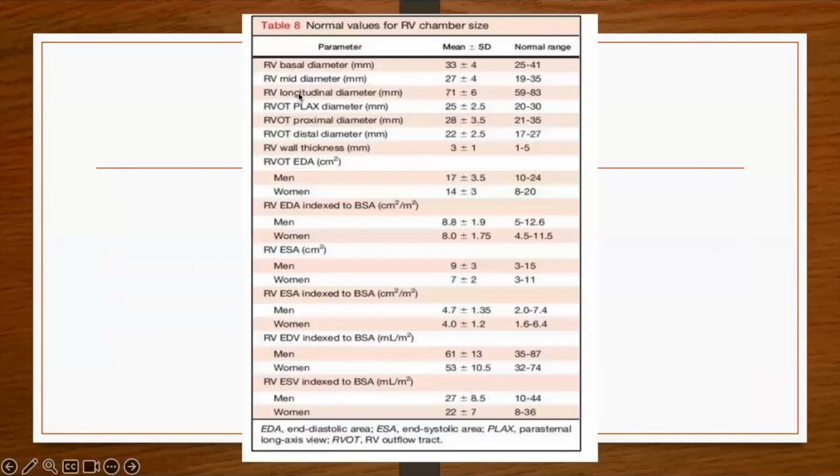So this is that table that I was mentioning earlier. As you can see, the RV basal diameter, mean and standard deviation, and normal range are provided here, as well as the mid diameter, longitudinal diameter, and the outflow tract measurements. Something that I learned as I was looking at these guidelines is that the end diastolic area, for example, in men and women, is provided, but then they also provide values normalized based on the body surface area.